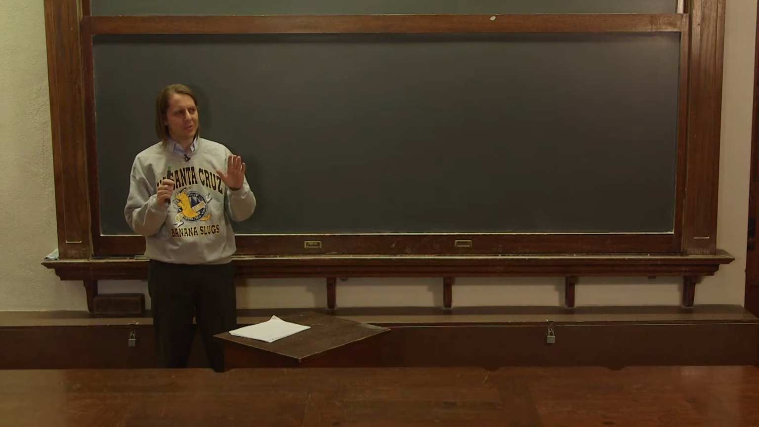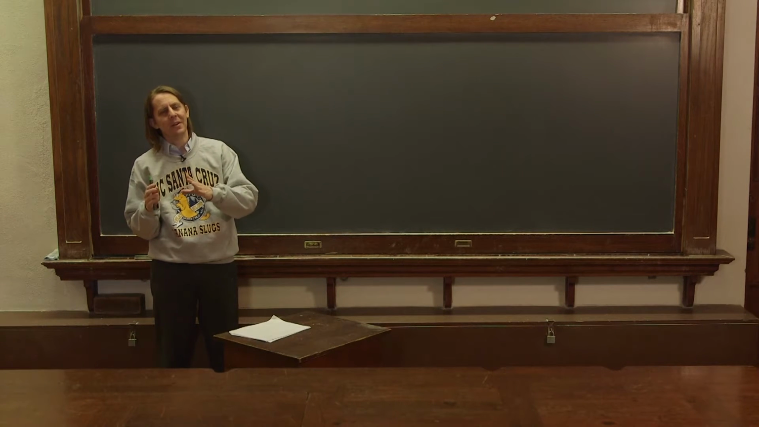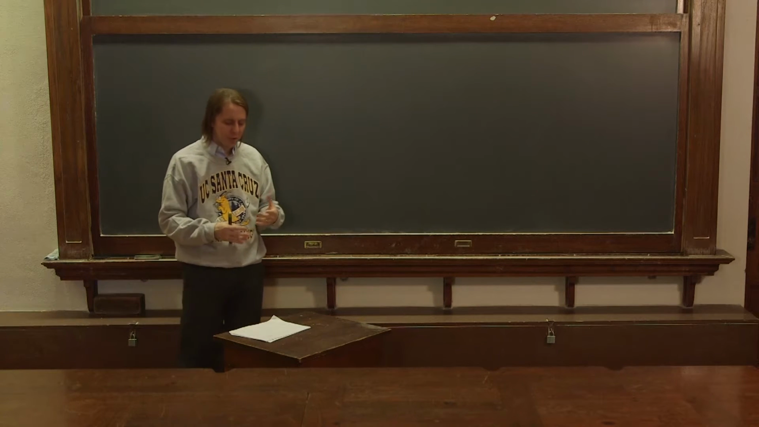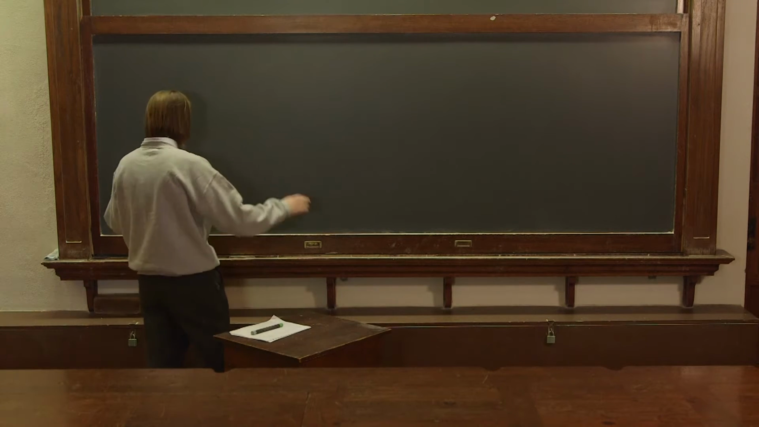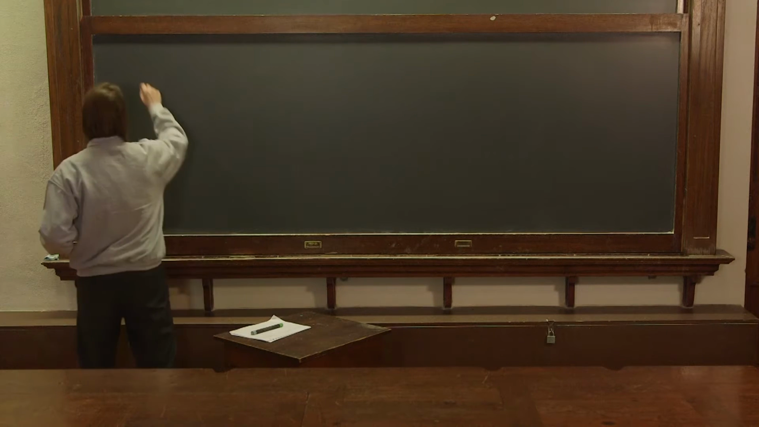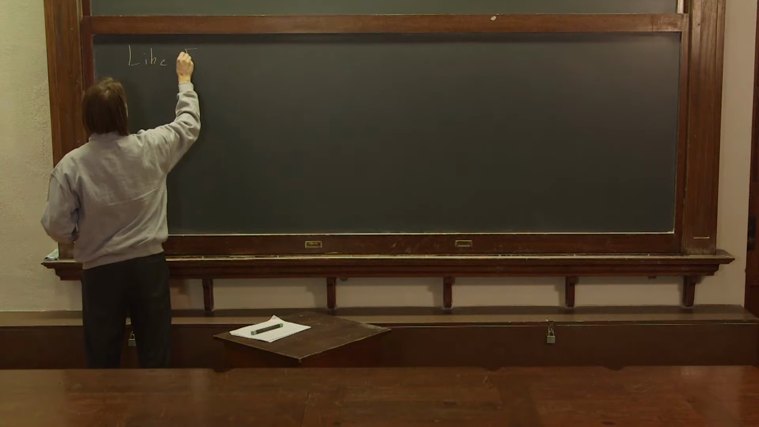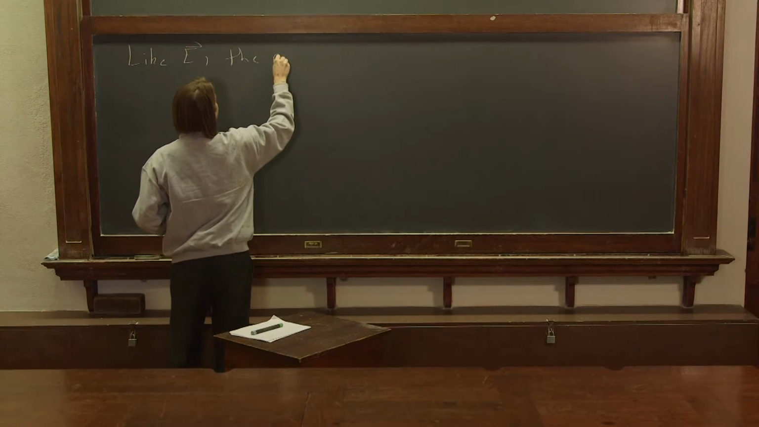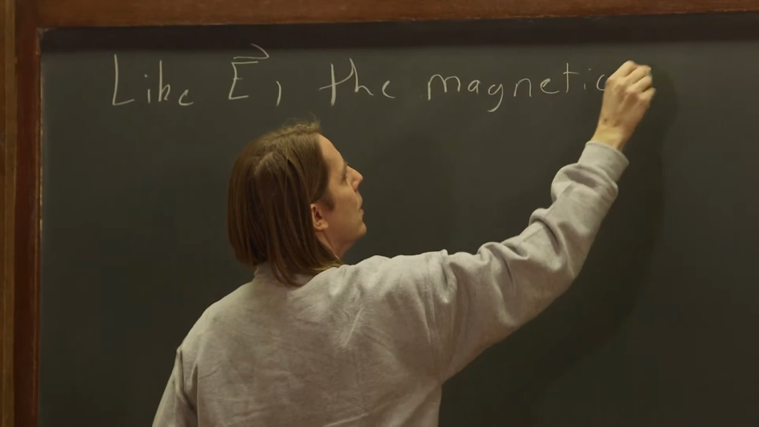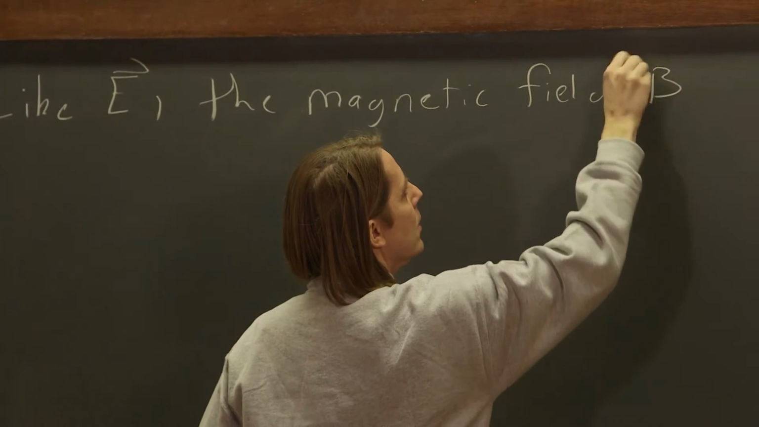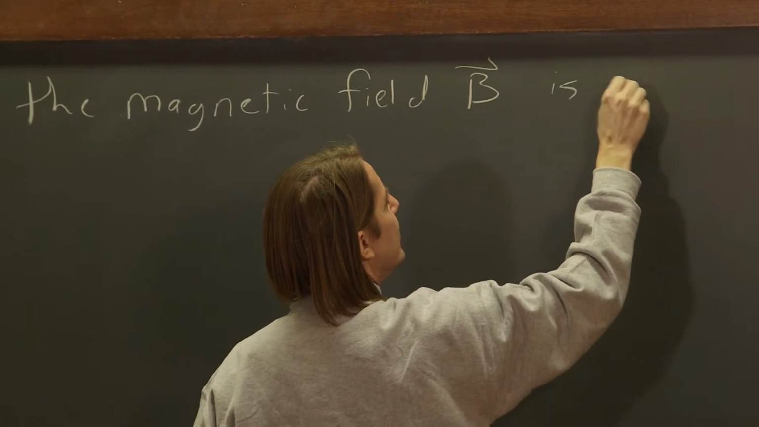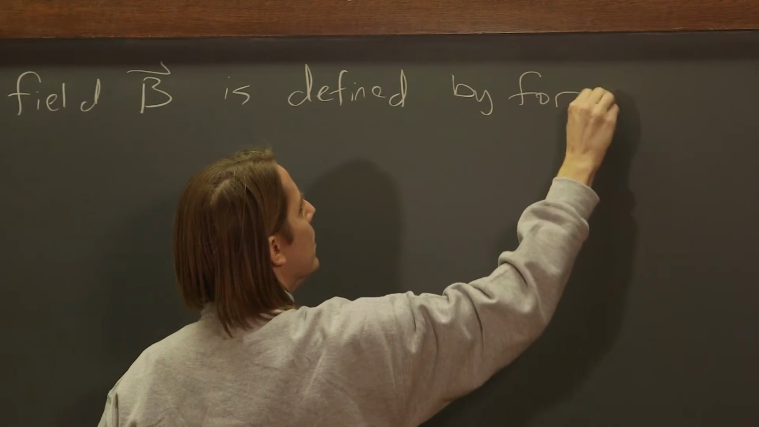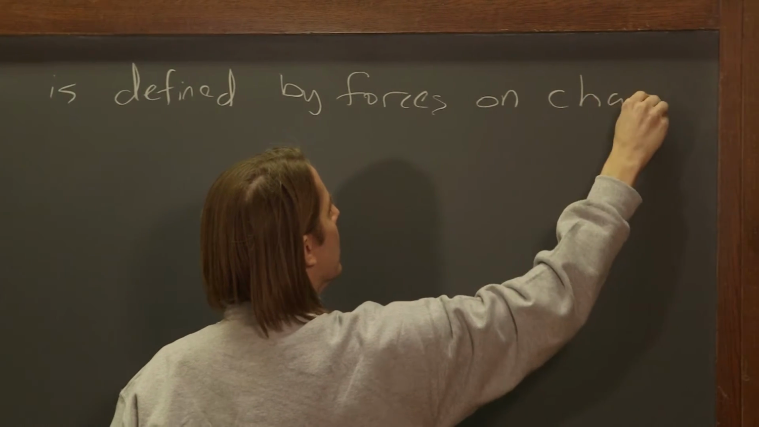So what I'm going to attempt to do is explain the magnetic field in an analogy to the electric field to where at least you might understand why it's so hard to understand. And that's pretty much the best I can come up with right now. So I'm going to say that like E, the magnetic field B is defined by forces on charges.